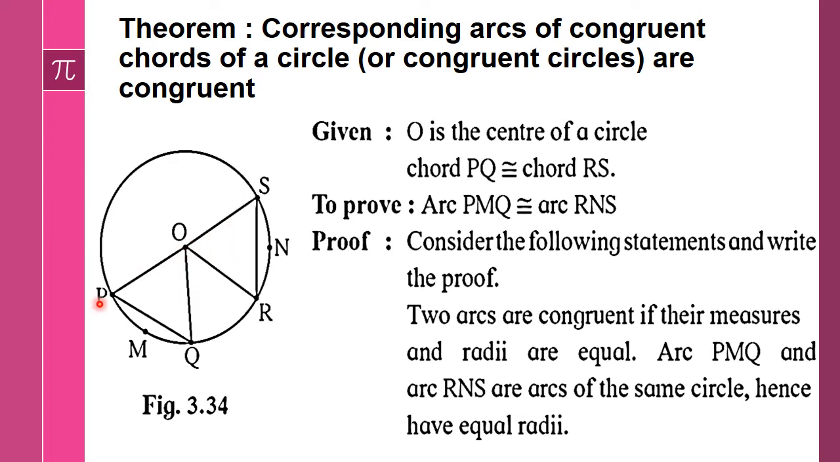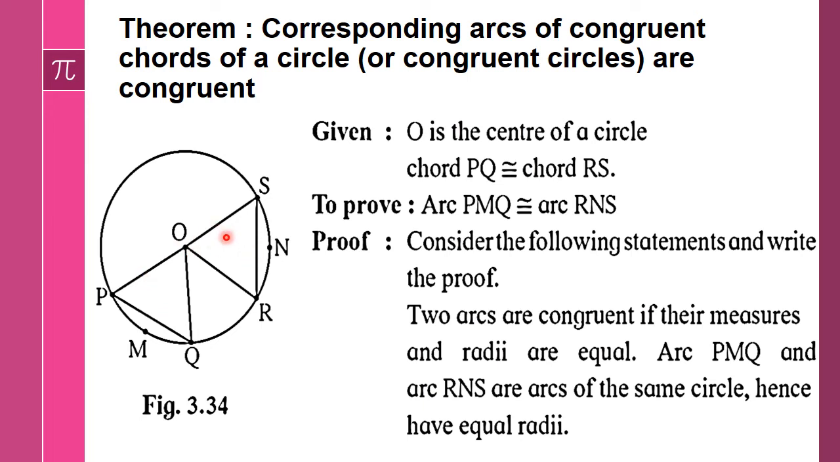How? Because OP is congruent to OR, radii of the same circle. OQ is congruent to OS, radii of the same circle. Third thing, which is given in the question itself, PQ is congruent to RS. So all three pairs of corresponding sides are congruent. That means these two triangles are congruent.